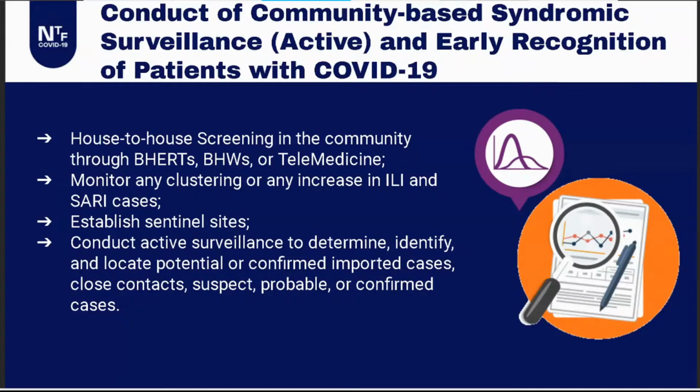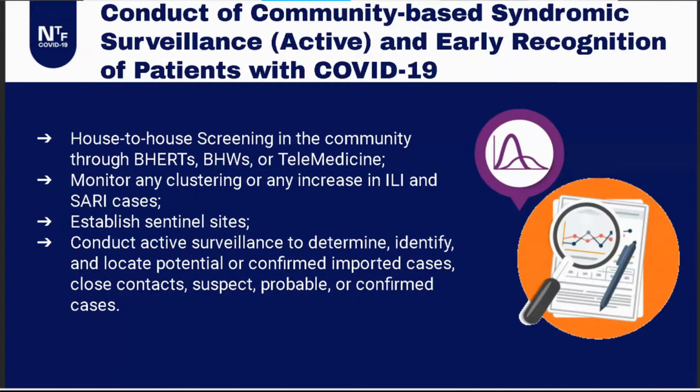The health workers, the BHERTs or the barangay health workers, or even the telemedicine platform can help us in doing this. And this should be actively done regularly. Next, we can closely monitor any clustering of ILI and SARI cases. The ILI and SARI cases don't totally mean that they are immediately caused by COVID-19. Not everyone who falls ill with influenza-like illness has COVID-19. However, by monitoring these cohorts, we can early recognize possible COVID-19 clustering of cases in the community.